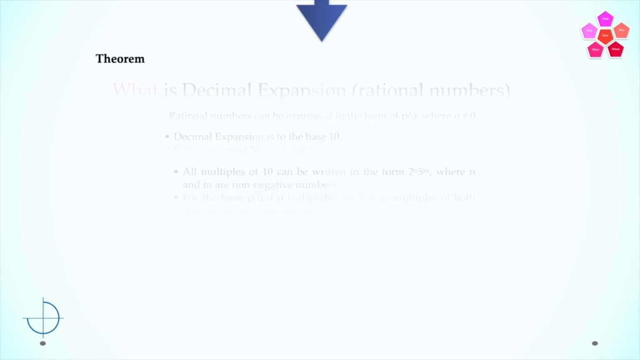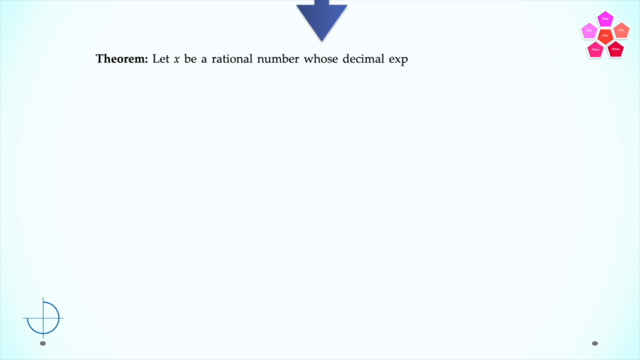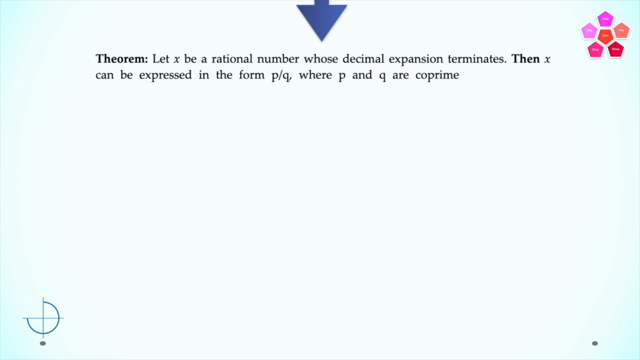So the theorem is, let x be a rational number whose decimal expansion terminates. Then x can be expressed in the form of p by q, where p and q are co-prime, and the prime factorization of q is of the form 2 raised to the power of n into 5 raised to the power of m, where m and n are non-negative integers.